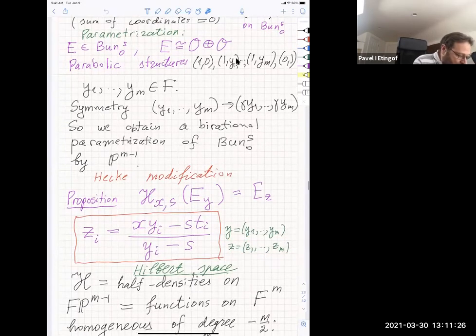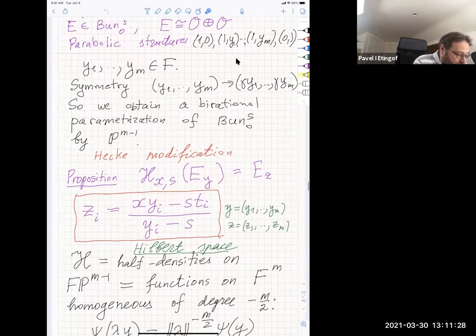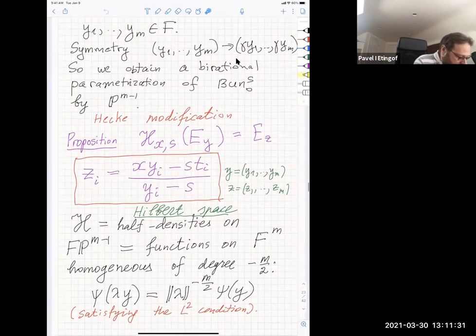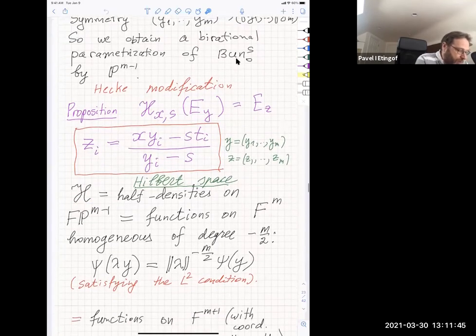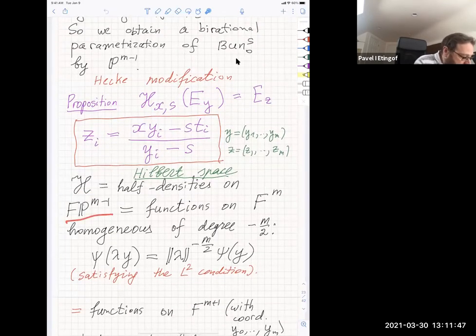And this allows us to write down explicitly the Hecke operator. So Hecke operator, as you remember, is attached to a point. We have to integrate over all ways to do a Hecke modification at this point. And so H is going to be the Hilbert space. So it will be half densities on this projective space. So what is half density? The sections of square root of the canonical bundle, essentially, or absolute value of canonical bundle.